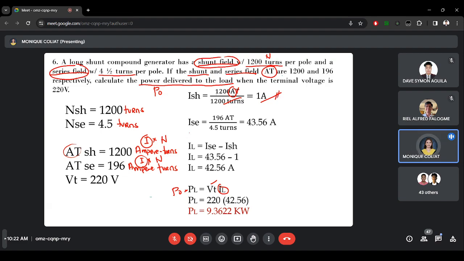Okay? Then for ISE, we have 196 ampere turn divided by 4.5 turns. Cancels the number of turns. That we will get 43.56 ampere. Now that we have ISH and ISE, we can now get IL. Okay. So, ano ba yung itsura ng ating generator? Sabi ay long shunt. So, you have to draw it first. Dapat ito yung una pa lang pala na i-drawing nyo na ha.